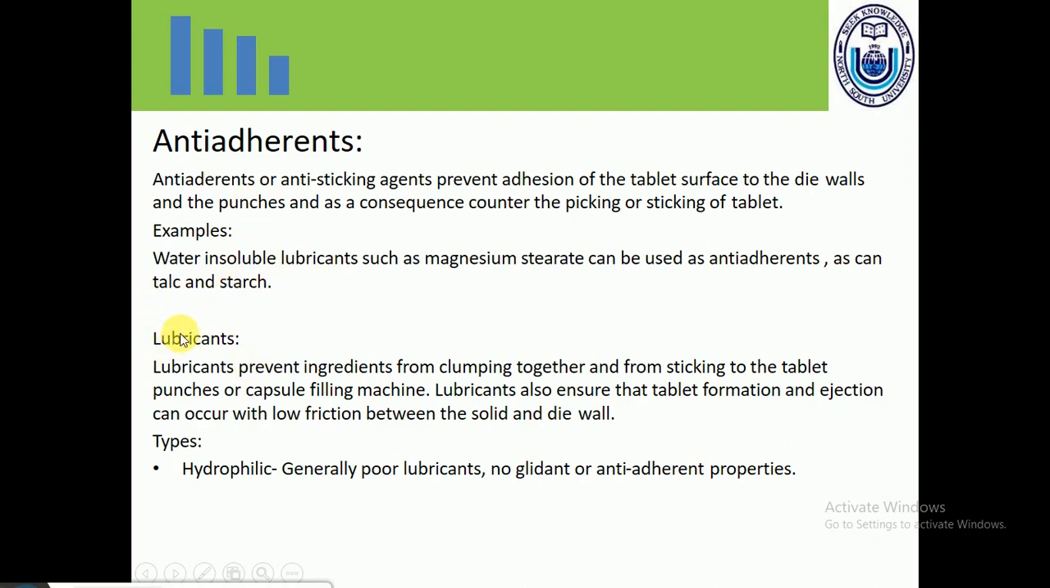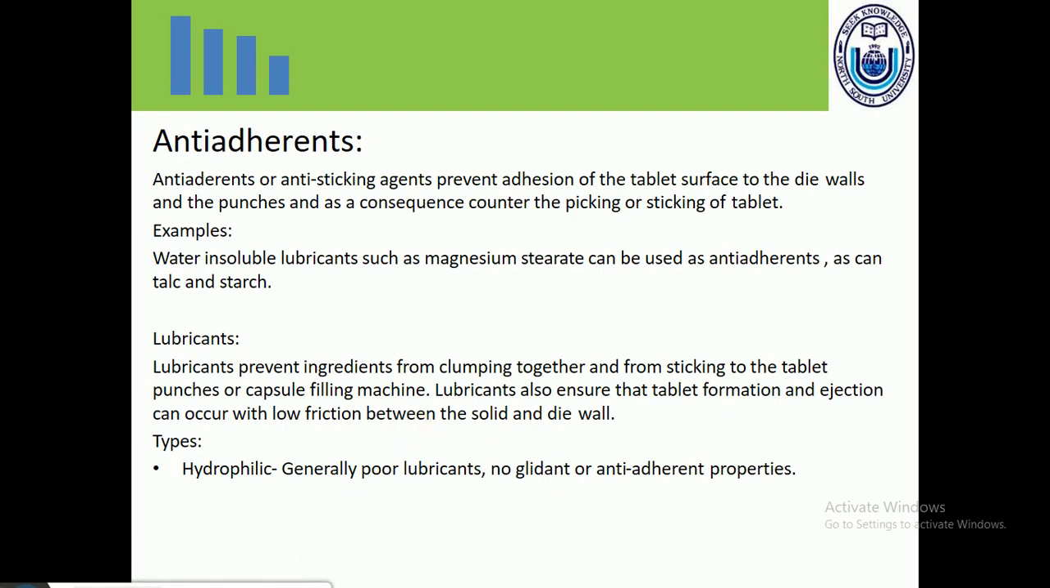Another excipient is lubricant. Lubricant is an agent which is responsible to prevent the ingredients from clumping together and from sticking to the tablet punches or capsule filling machines. Lubricants also ensure that tablet formation and ejection can occur with low friction between the solid and die wall. So simply we can say that lubricant reduces the friction between the tablet formulation and the die wall during ejection.